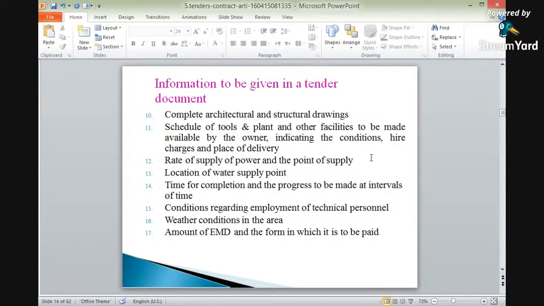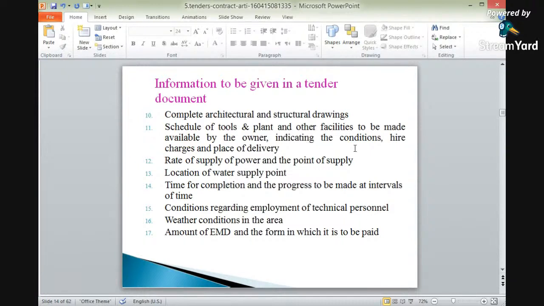Again, schedule of tools and plants and other facilities to be made available by the owner. If there is a requirement of advanced equipment or advanced tools and plants in execution of the work, these play an important role nowadays, because they reduce the time. Whether they are given by the contractors or owned by the owner, the schedule of tools and plants and other facilities to be made available by the owner is needed.